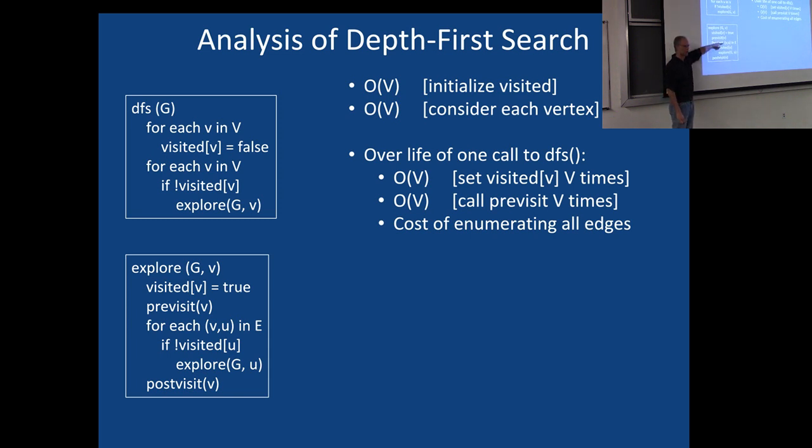We will consider every vertex. So this loop will be reached V times, once per vertex. And we're going to find all the edges out of V. The next time through, we're going to find all the edges out of another vertex. The next time through, we'll find all the edges out of the third vertex.